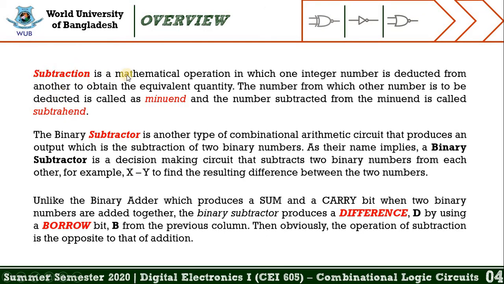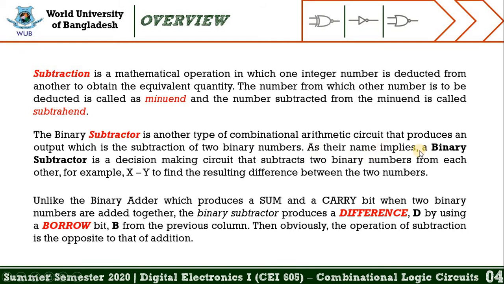Subtraction is a mathematical operation in which one integer number is deducted from another to obtain the equivalent quantity. The number from which the other number is to be deducted is called minuend, and the number subtracted from the minuend is called subtrahend. The binary subtractor is another type of combinational arithmetic circuit that produces an output which is the subtraction of two binary numbers.